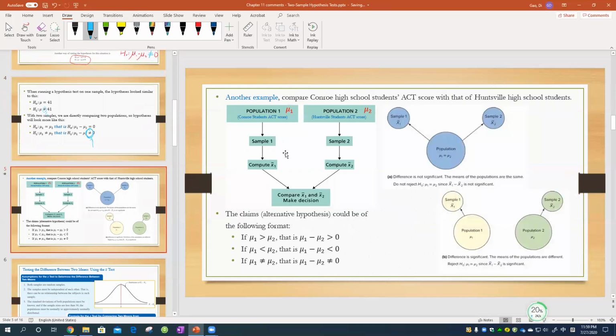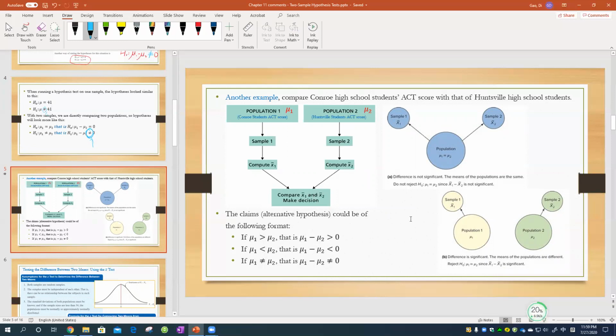Then let's look at another example. Compare Conroe High School students' ACT scores with those of Huntsville High School students. If this represents population 1, we have to collect samples from the two different populations. So we have sample 1 and sample 2, so that we have x1 bar, the sample mean from population 1, and x2 bar from the sample from population 2.